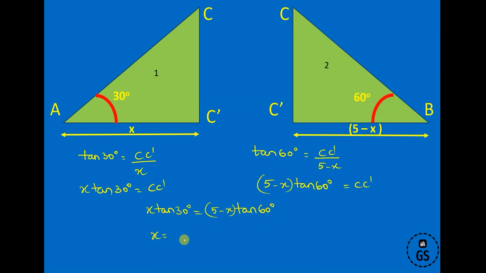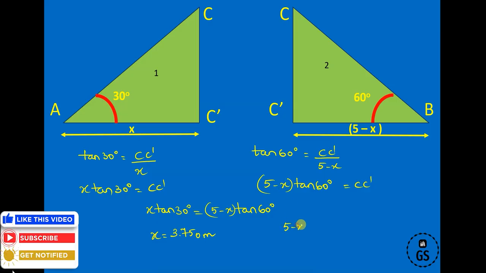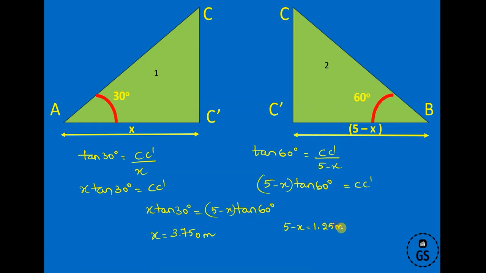When you solve this, the x value is determined as 3.750 meters. Now when you substitute to get 5 minus x, we come to know it is 1.25. I hope it's clear now how to find the x and 5 minus x distances. So we have 1.25 on one side and 3.750 on the other side.